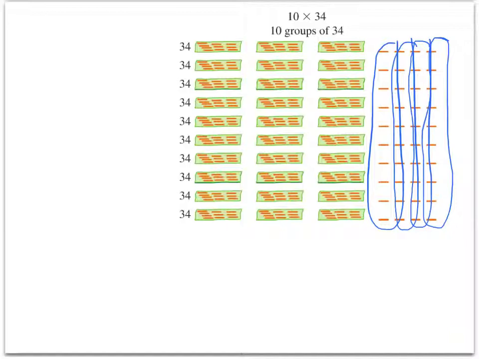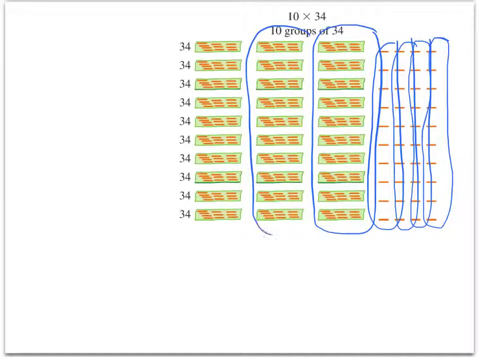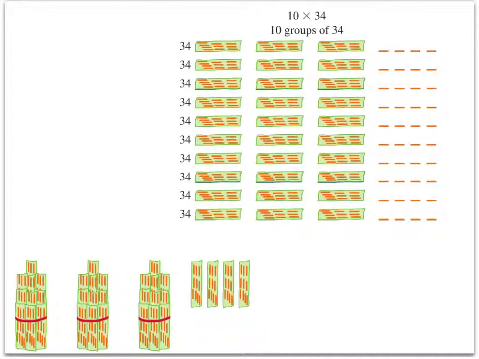Now let's look at these bundles of 10 over here. Notice that right here we have 10 bundles of 10. So let's bundle those together to form a bundle of 100. And then let's bundle these together to form another bundle of 100, and then these together to form yet another bundle of 100. So once we bundle all these together, we're going to have 3 bundles of 100 and then 4 bundles of 10. So let's draw that down here.